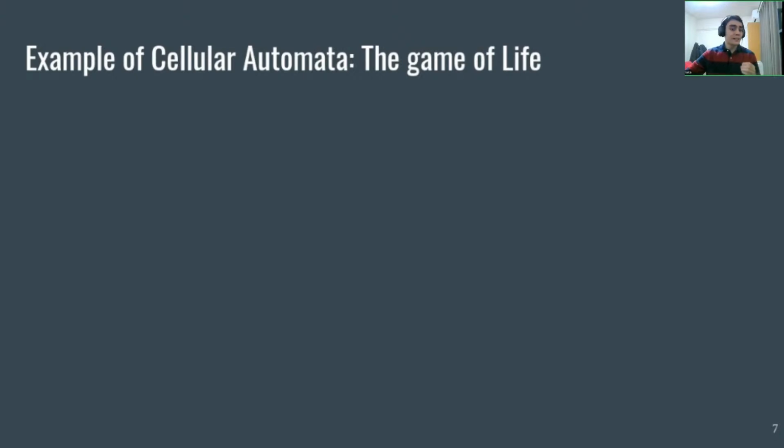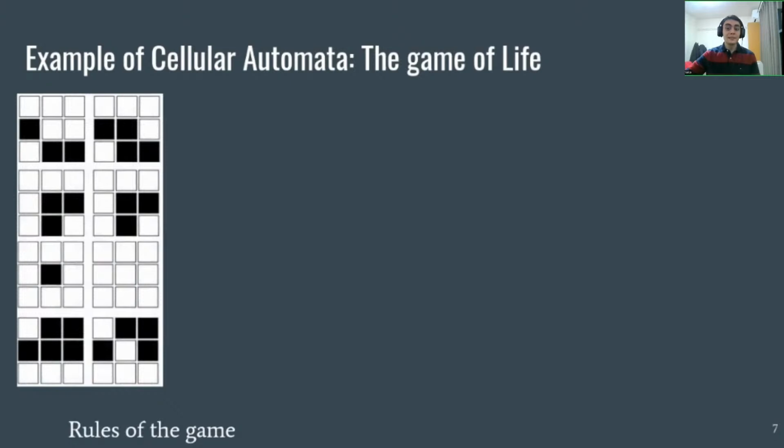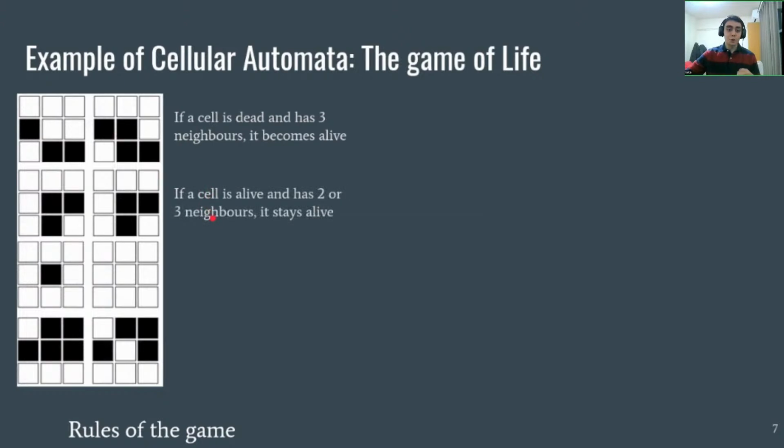You probably already heard about one of the most famous examples, Conway's Game of Life. This cellular automaton has the following rules. If a cell is dead and has 3 neighbors, it becomes alive. Dead is white, alive is black. If a cell is alive and has 2 or 3 neighbors, it stays alive. And finally, if a cell has less than 2 or more than 3 neighbors, it dies of overcrowding.